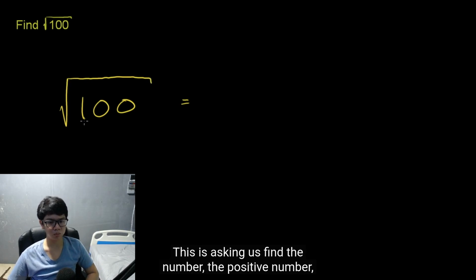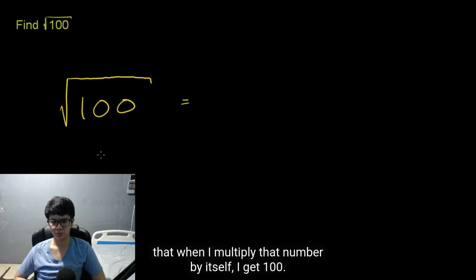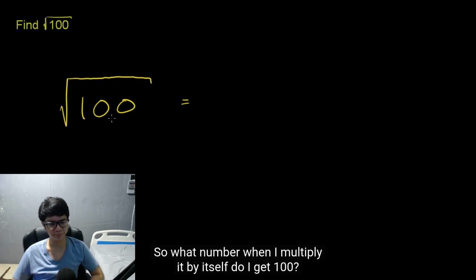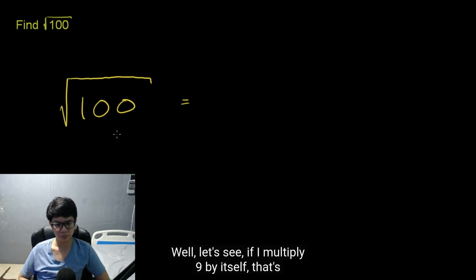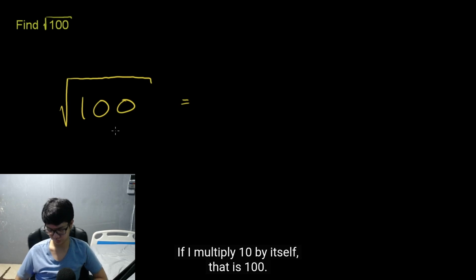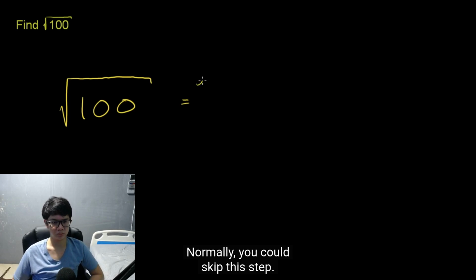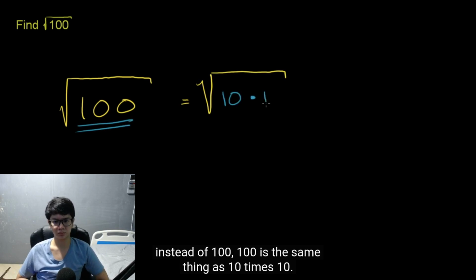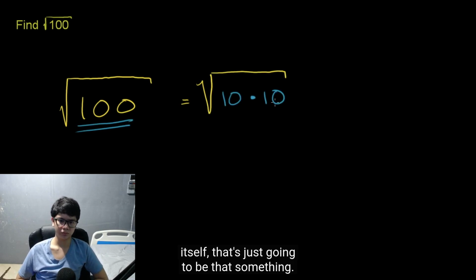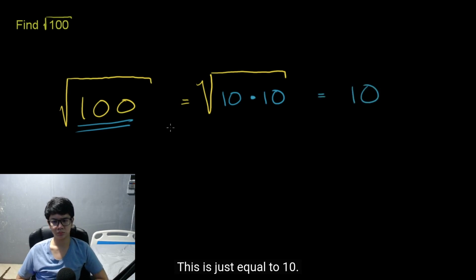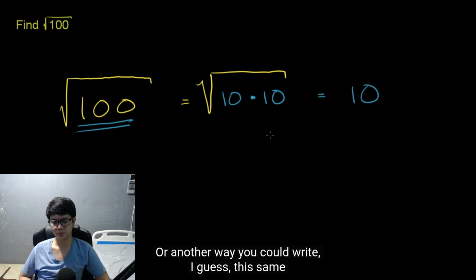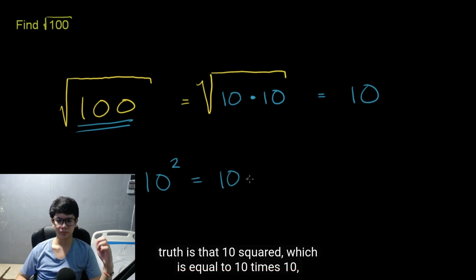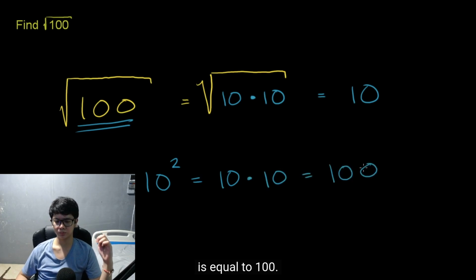So let's think about what this is saying. This is asking us to find the positive number that when I multiply that number by itself, I get 100. So what number when I multiply by itself do I get 100? Let's see, if I multiply 9 by itself, that's only going to be 81. If I multiply 10 by itself, that is 100. Normally you could skip this step, but you could write this as the square root of 10 times 10, because 100 is the same thing as 10 times 10. And then you know the square root of something times itself is just that something. This is just equal to 10. So the square root of 100 is 10. Or another way you could write the same truth is that 10 squared, which is equal to 10 times 10, is equal to 100.